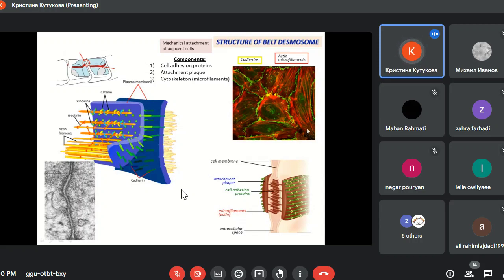And this is how the location of actin filaments looks like if we use them as the marker for the cells. They are red here, and cadherins are yellowish here, so they are located between the cells.